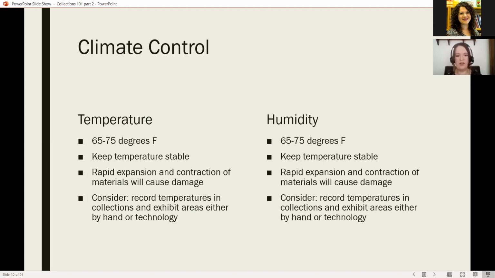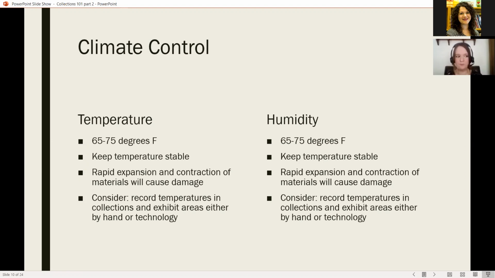And then humidity, it's usually good to keep it around the same range, 65 to 75. Oh, I put degrees Fahrenheit, that isn't right. 65 to 75 RH. Why does that say the same thing? That's very strange. Well, I found something that I overlooked. But yeah, humidity is also good to keep stable.